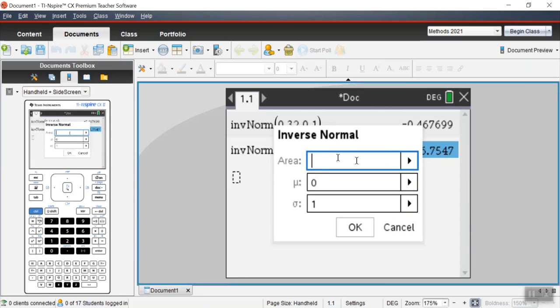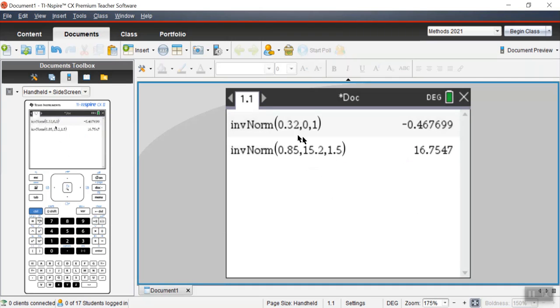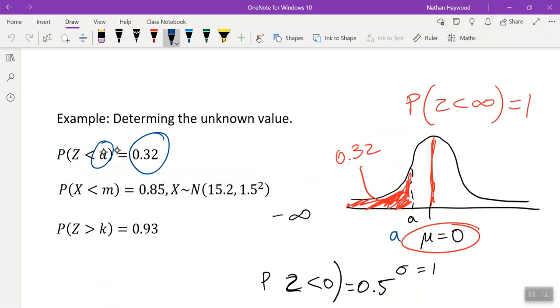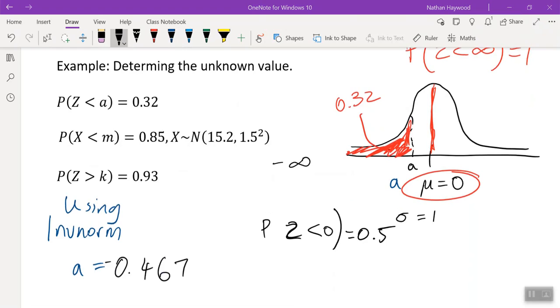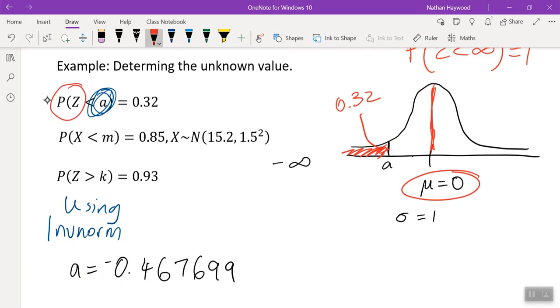Because it's a standard normal distribution, you leave the mean as 0 and the standard deviation as 1. And we're trying to find the area 0.32. So we're trying to find what Z value it goes up to. And there you have it there. 0.32 is the area, mean 0, standard deviation 1. The Z value is negative 0.467699. So that's what that value is. So using inverse norm, that's a standard normal distribution.